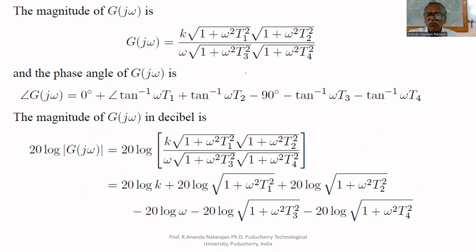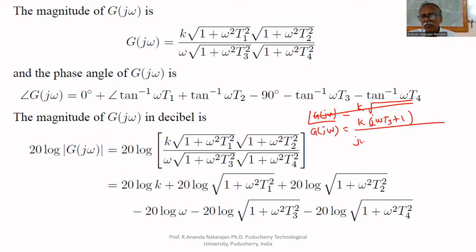Similarly, we can find the angle also. What is the angle of G of j omega in the present case? G of j omega equals K times (j omega T3 plus 1) upon (j omega T1 plus 1) multiplied by (j omega T2 plus 1). This is the given sinusoidal transfer function.